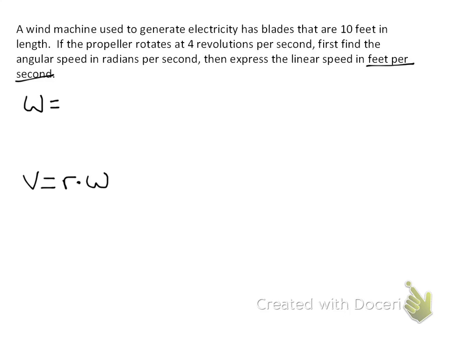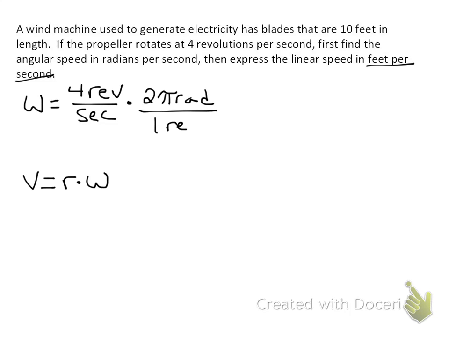All right, so your first step should have been to take your original angular speed of 4 revolutions per second and translate that into radians per second. So that's 2 pi radians per revolution. Again, our unit of revolution cancels. And we're left with 8 pi radians per second.